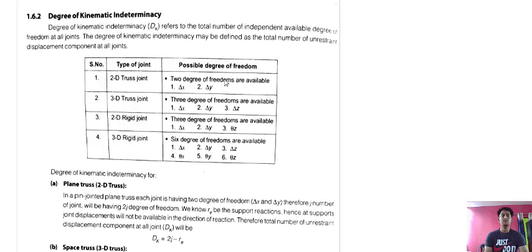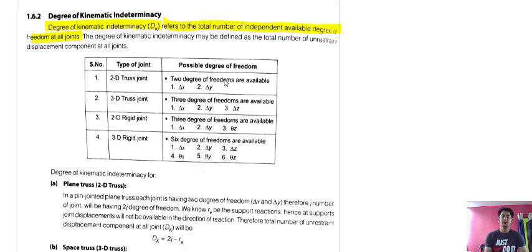Now we will be studying the calculation of degree of kinematic indeterminacy. First of all, what is degree of kinematic indeterminacy? It is denoted by dk. It refers to the total number of independent available degrees of freedom at all joints. So what do we mean by kinematic indeterminacy? It refers to the total number of independent available degrees of freedom.